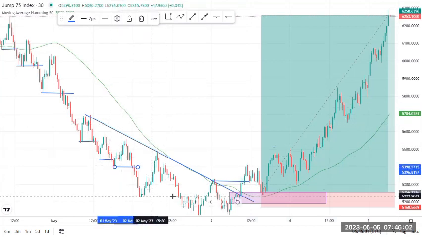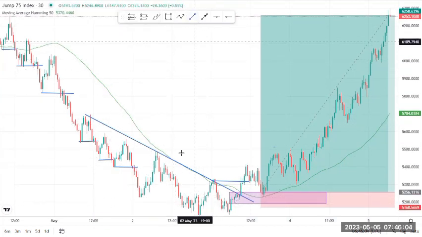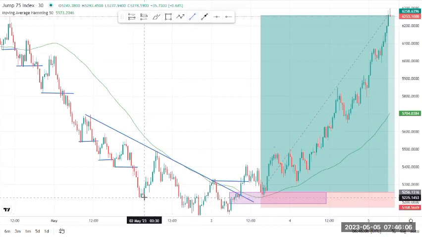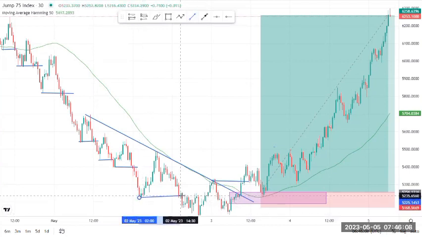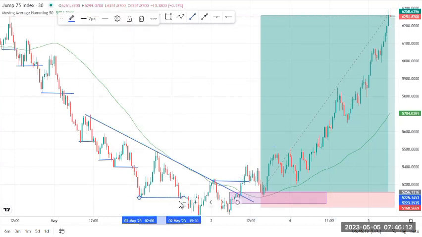And then the same thing happened here again. It took out this low also, and that is also a break of what? Structure. That is it of a break of structure in a downtrend.